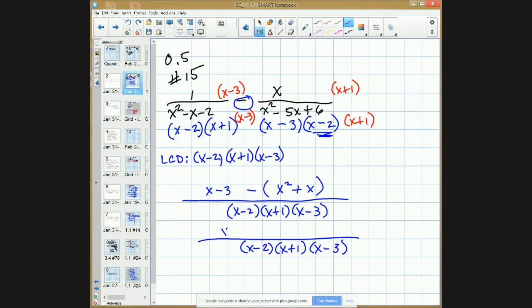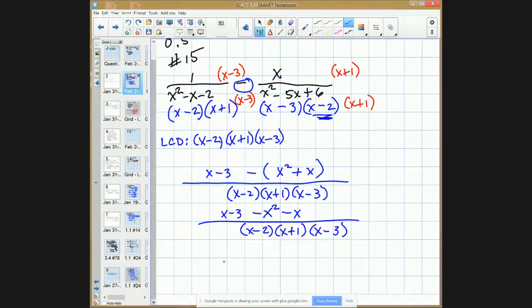So on the top, this is x minus 3, and then it's minus x squared minus x, right? When you do a distributive property, both of these have to be subtracted. All right, well, can we combine any of those? Yeah, x minus x is gone. And what we're going to have left up top is negative 3 minus x squared all over x minus 2, x plus 1, x minus 3.